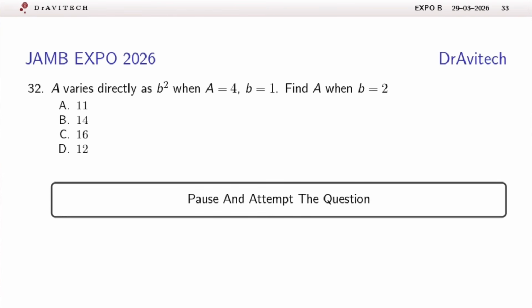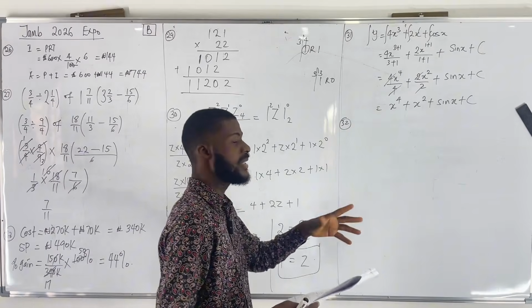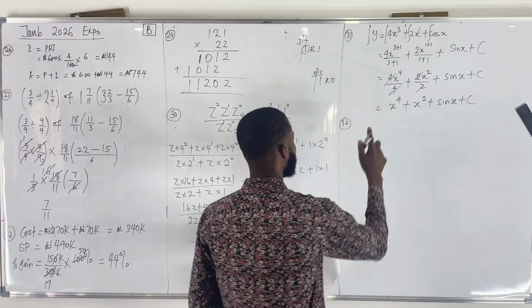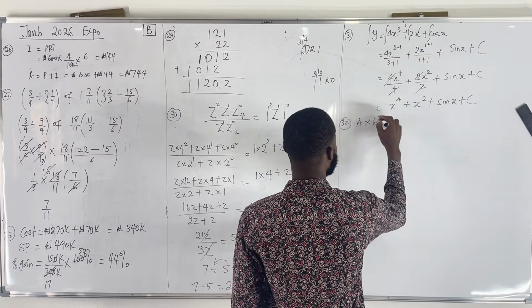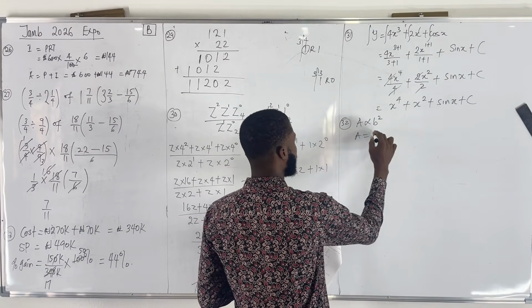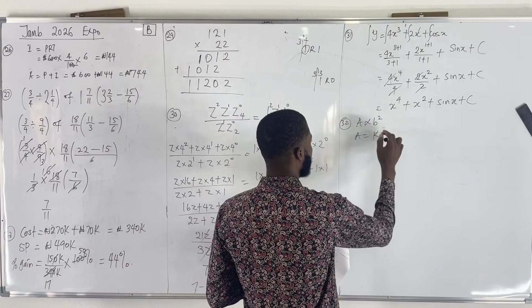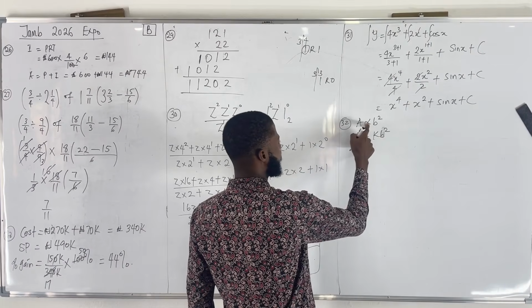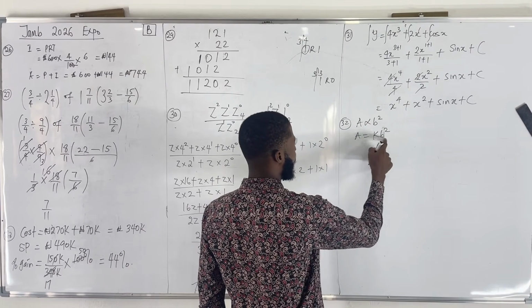It says that a varies directly as b squared. When a is 4, b is 1. You have to find a when b is 2. That's actually very easy to solve, but let me explain it the way you already understand. So a varies directly as b squared. So this means a is equal to k b squared.